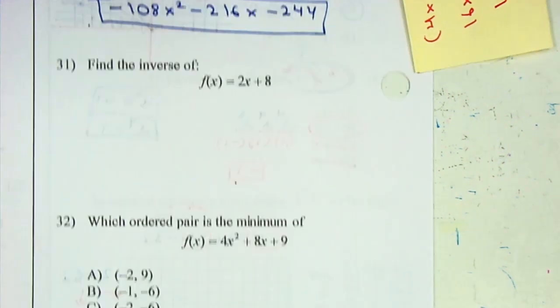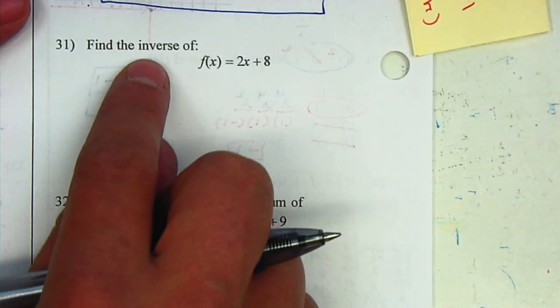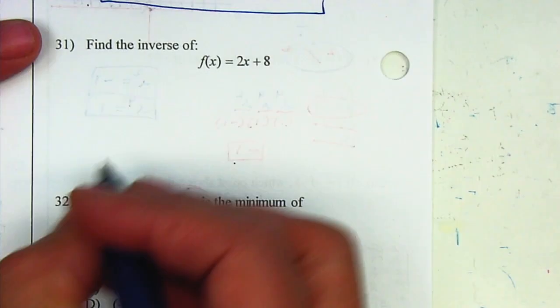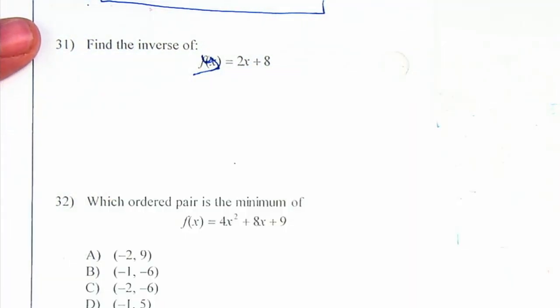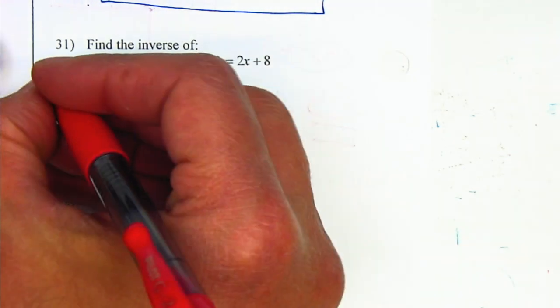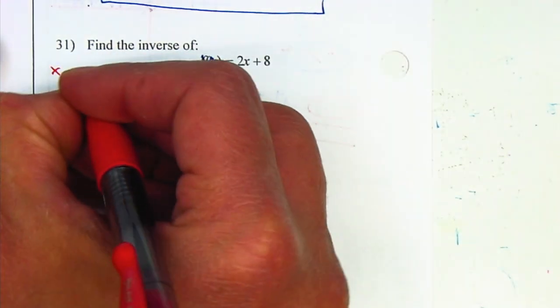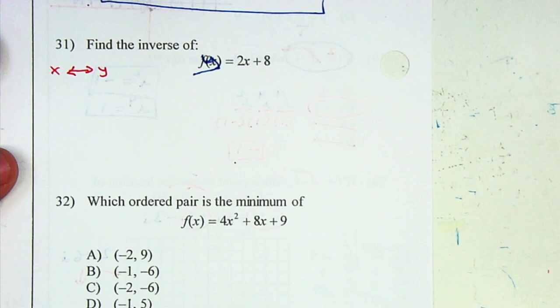Let's continue to problem number 31. Problem number 31, it asks you to find the inverse. Now remember that f of x stands for y. And to find the inverse is a very quick process. Basically, I just switch the x and y.